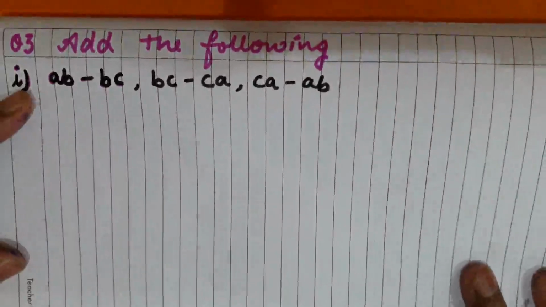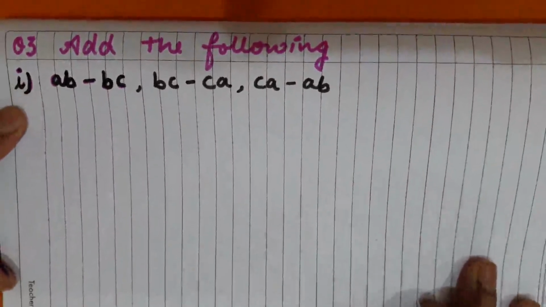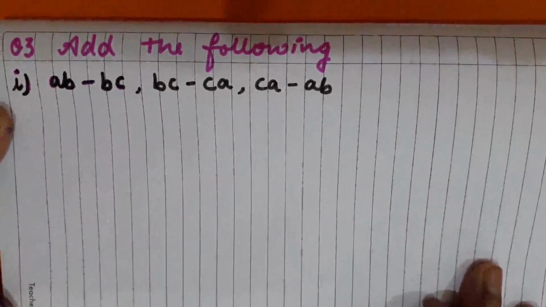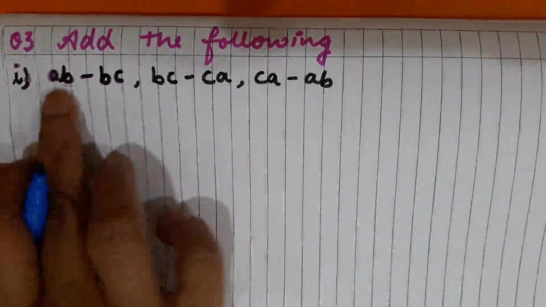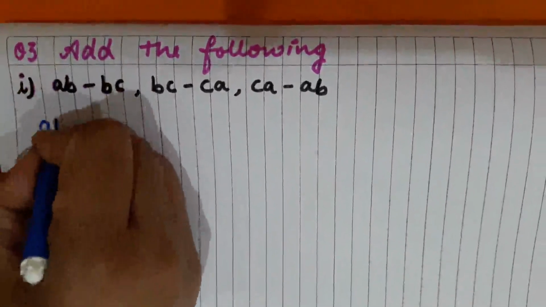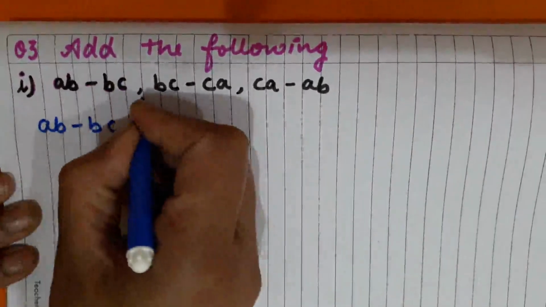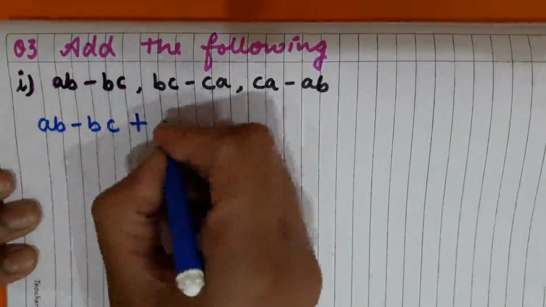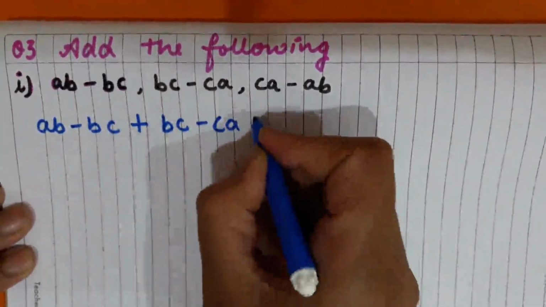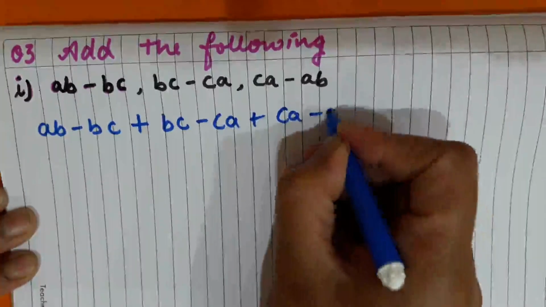Now in the next question, add the following. I will show you addition in two methods, in row method or in simple way. First of all, we have to add these expressions together. So we can write AB minus BC, instead of comma you can write plus here, BC minus CA. Now instead of comma you can write plus here, CA minus AB.